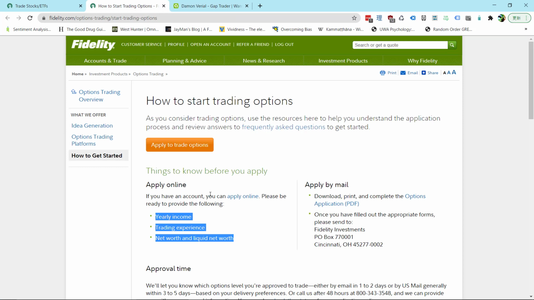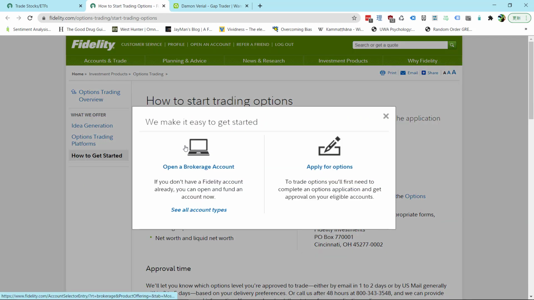Now, since I've been through this process before, I know how it goes. Usually they look at these issues here: your yearly income, your trading experience, and here they're referring to options trading, and then your net worth. And yearly income usually doesn't matter. Trading experience and net worth do. So I'm going to go through this process with you.